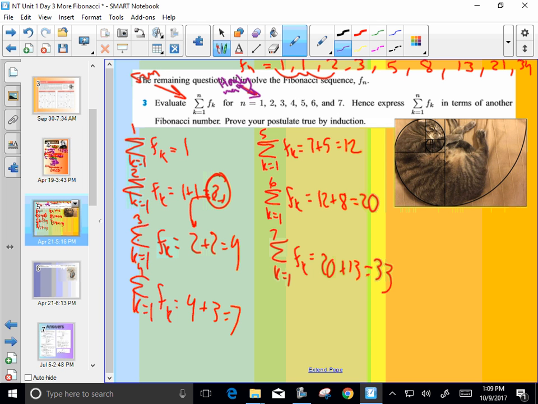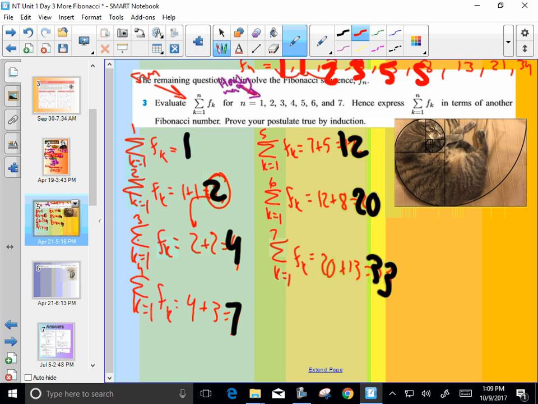Okay, here's what I want you to do, though. Look at these sums: 1, 2, 4, 7, 12, 20, 33, and compare those to 1, 1, 2, 3, 5, 8, 13, 21, and 34. This is Fibonacci 1, 2, 3, 4, 5, 6, 7, 8, and 9. What do you see?